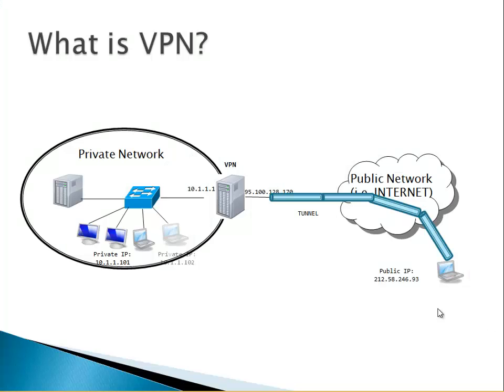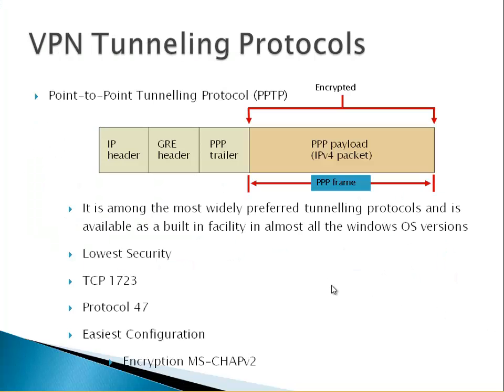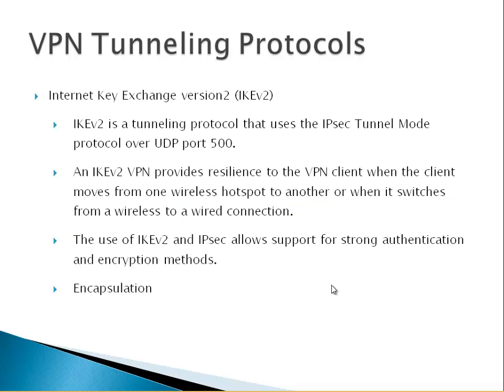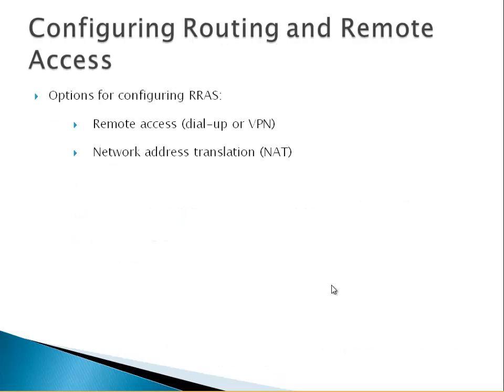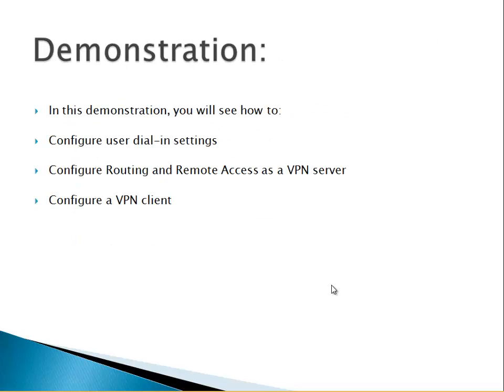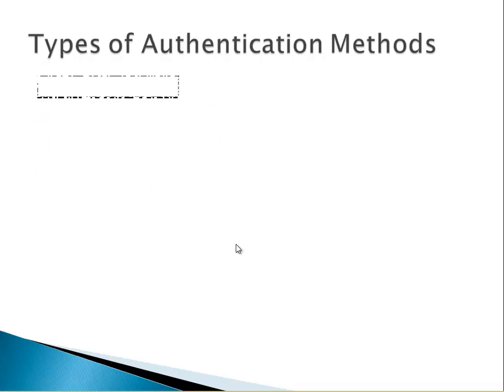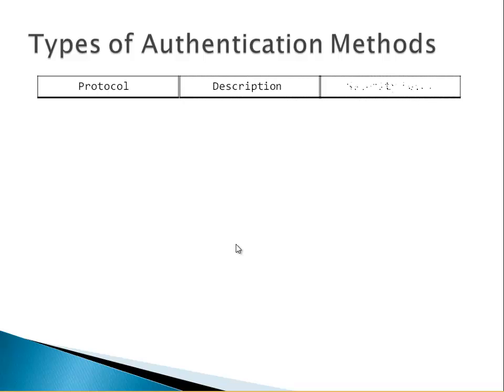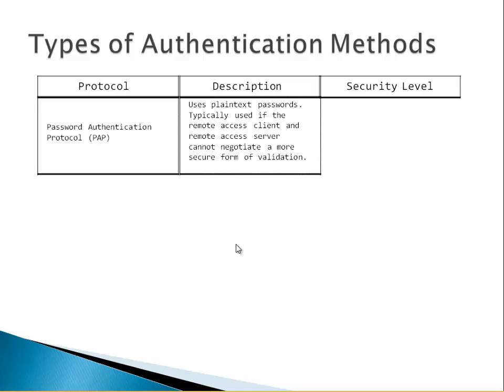So go back to the slides. Now we looked at configuring user dial-in settings, configure routing and remote access as a VPN server, configure a VPN client, and then we have different authentication protocols. First we have the password authentication protocol, or PAP. This uses plain text passwords, typically used if the remote access client and remote access server cannot negotiate a more secure form of validation.